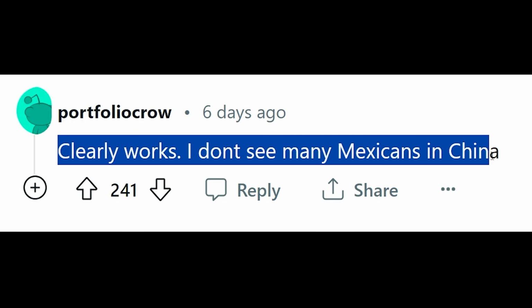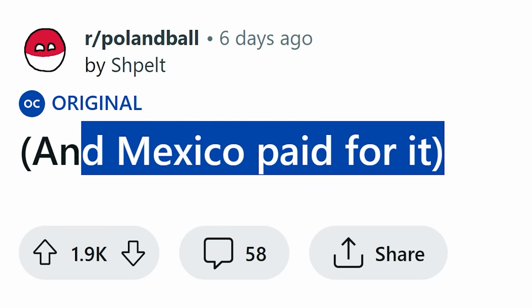Ladder. And, I mean, it can or maybe cannot be made in China. It doesn't really matter where the ladder comes from. Good old ladder. You can't go wrong with one of those. Those things never go out of style. Clearly works. I don't see many Mexicans in China. Great Wall of China is only good for protecting China. Who would have thought? Actually, unless it's protecting them from Mongolia.